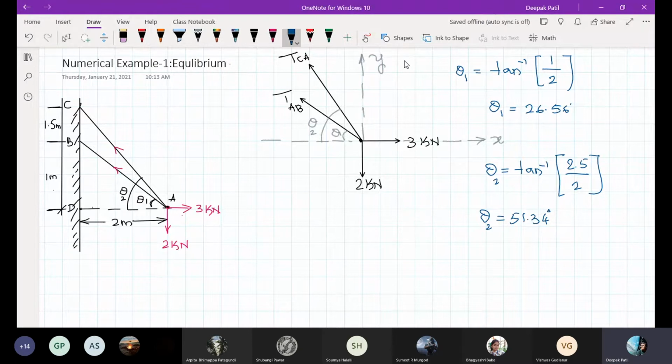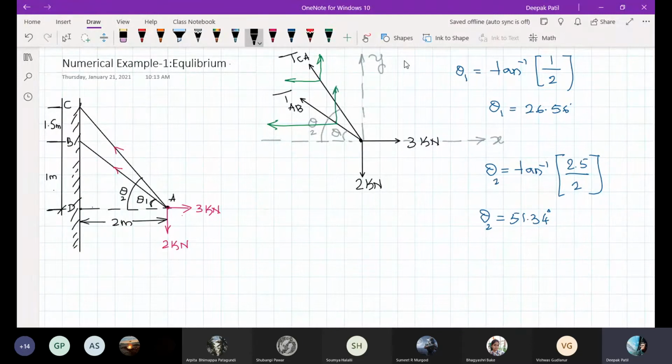Okay, right. So then I have to apply the equations of equilibrium. But before that, since these two forces are inclined, I have to get the components of that. So the horizontal component of TBA is like this, and the horizontal component of TCA will be in this direction. Similarly, the vertical component will be like this, and the vertical component of this one will be in this fashion.